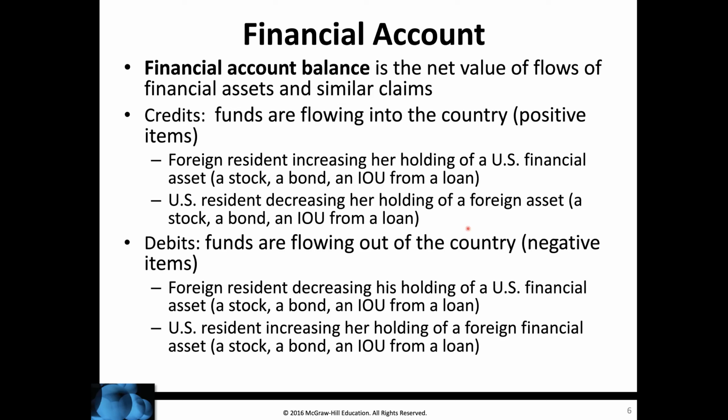They're considered negative items. This could be when foreign residents will decrease their holding of a US financial asset. So they're selling a US stock, bond, or an IOU from a loan and receiving the funds back in the foreign country. Or it could be a US resident increasing her holding of a foreign financial asset. And so somebody in the US is investing abroad. So the funds are flowing out of the US with debits, into the US with the credits.